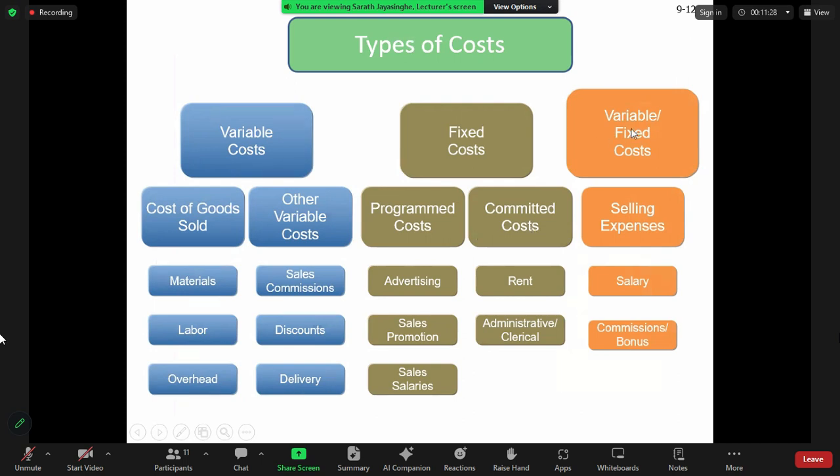Then fixed cost and variable cost you can identify and differentiate. Under fixed cost you can see program cost: advertising, sales promotion and sales salaries. Then committed cost: rent, administrative, clerical. Then variable fixed cost: selling expenses, salary, commissions, bonus.